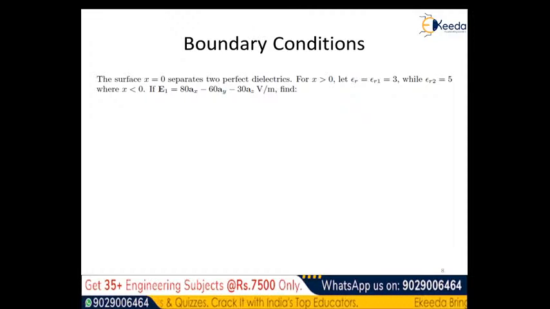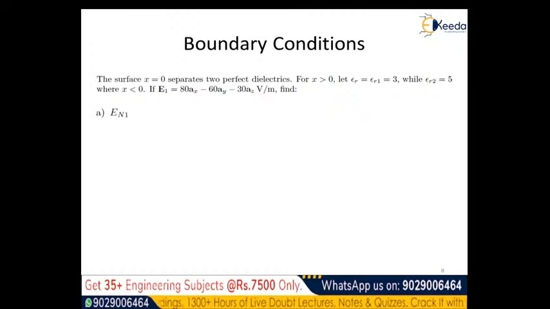The first problem statement is: the surface x is equal to 0 separates two perfect dielectrics. For x greater than 0, let epsilon r is equal to epsilon r1 is equal to 3, while epsilon r2 is equal to 5 where x is less than 0. If the E1 component is given as 80 AX minus 60 AY minus 30 AZ measured in volts per meter, find the following.